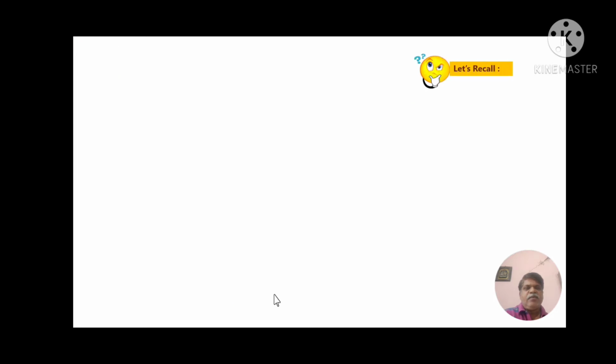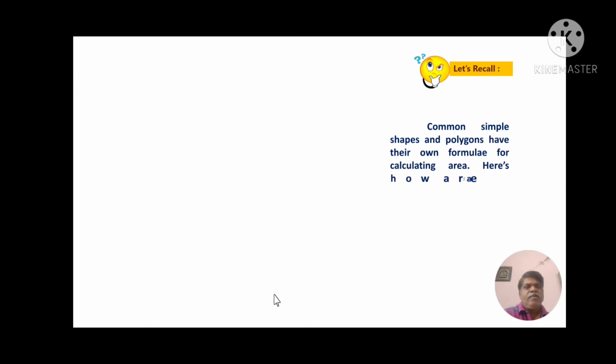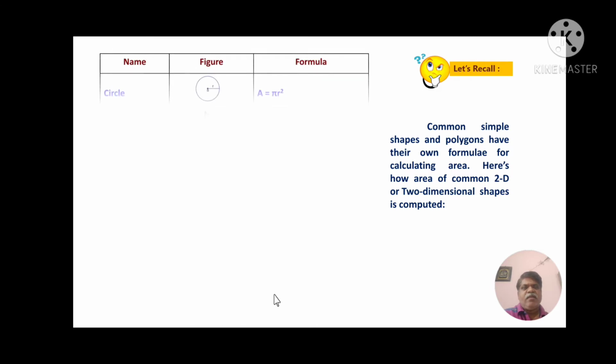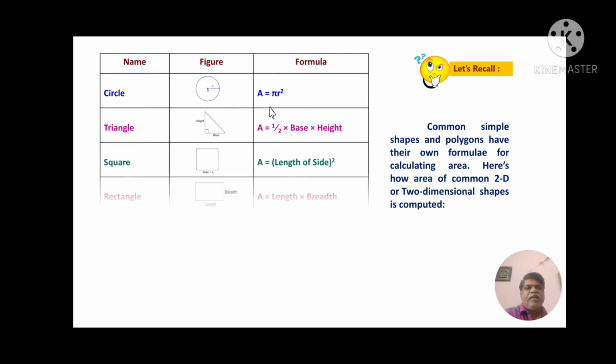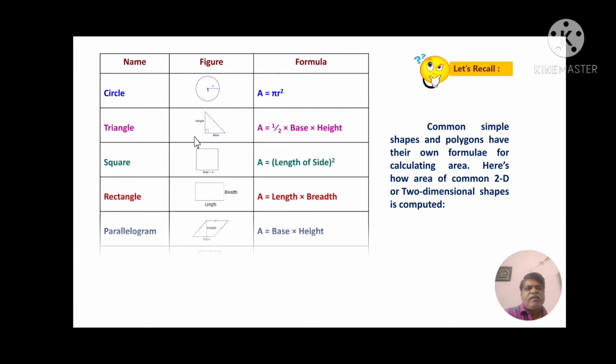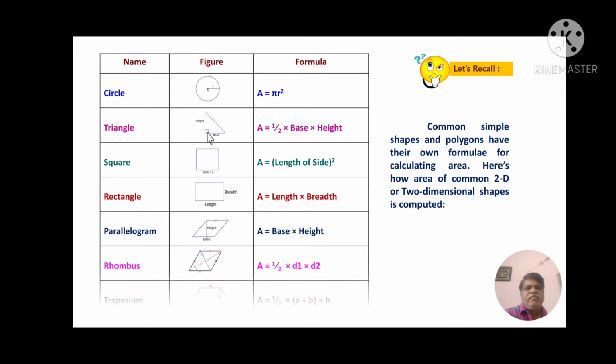Friends, now let us recall a few figures and their areas. Common simple shapes and polygons have their own formulas for calculating areas. Here is how the area of common 2D, that is two-dimensional, shapes is computed. Let us look at this table. First, circle. You can see here the diagram of the circle and the area given as pi r squared. R is the radius. Next is a right angle triangle where base and height are known. At that time, area is half into base into height.